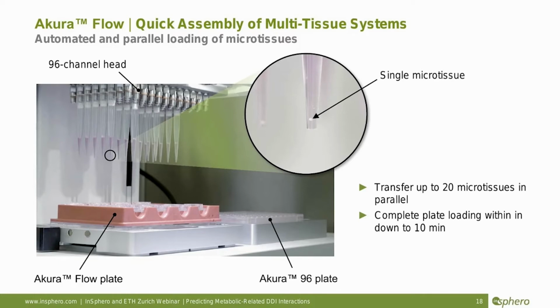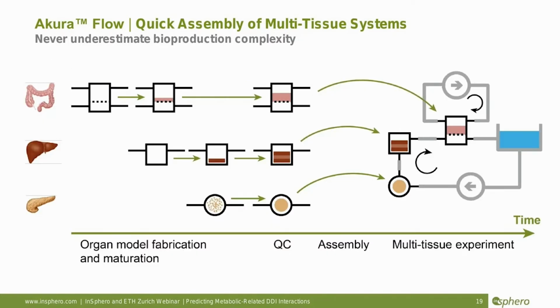So with this direct transfer, we can transfer 20 microtissues at a time and load the full plate in less than 10 minutes. The whole system is also amenable for robotic transfer, where the whole loading can be done in a fully automated fashion. So a quick and mild transfer is important, especially if you think of going back to our initial example where we have different organ types that most probably have different fabrication and maturation times.